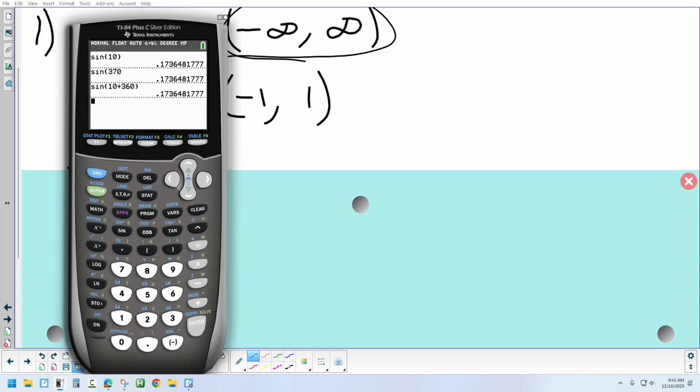How about something else I could take the sine of that would come out the same as those? Yeah. Negative 350. So we could do the sine of 10 minus 360. In other words, you can keep adding or subtracting 360 as many times as you want. If I added it 2 times, that would be the sine of 720 plus 10, 730. They're all coming out the same.